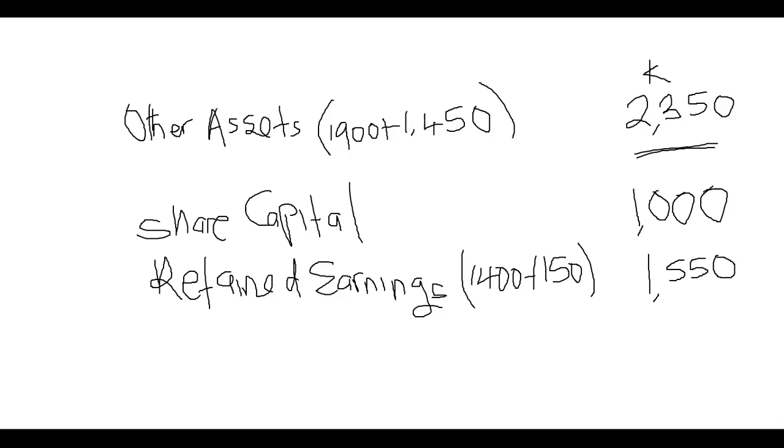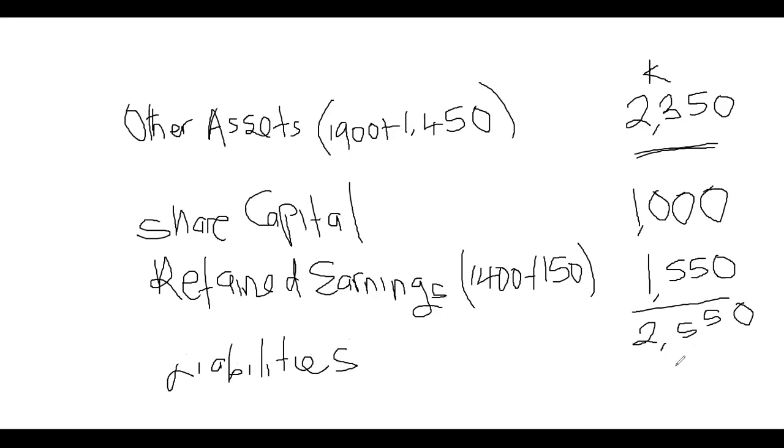Then you have your liabilities. So here maybe we'll say this is equity, which is 2,550. Then you have your liabilities. You pick the whole 100%, which is 800.